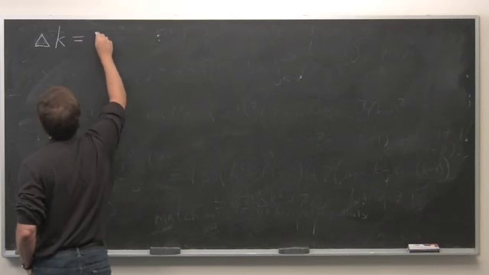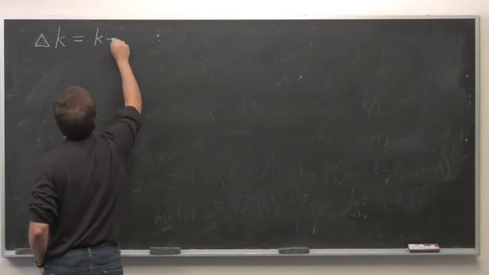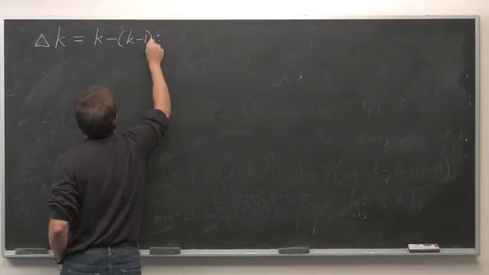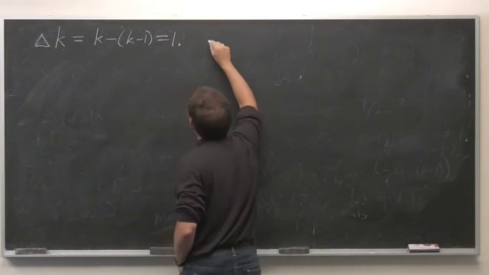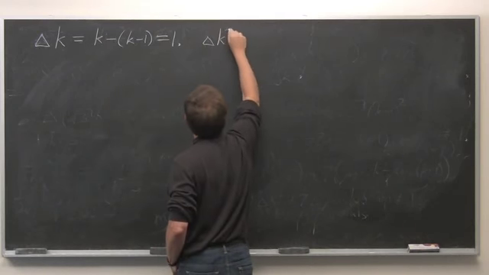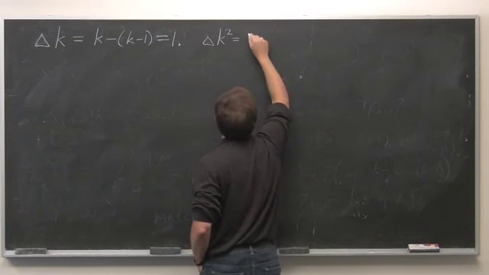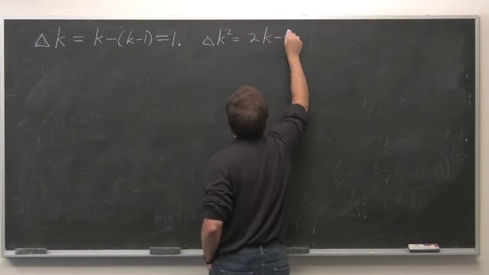Delta of k. Well, that's easy. It's k minus (k minus 1), so it's 1. All right, that was easy. We already did delta of k squared, but let me do it again. Well, no, I won't do it again. It's 2k minus 1.